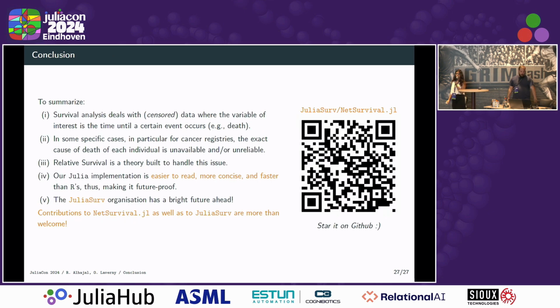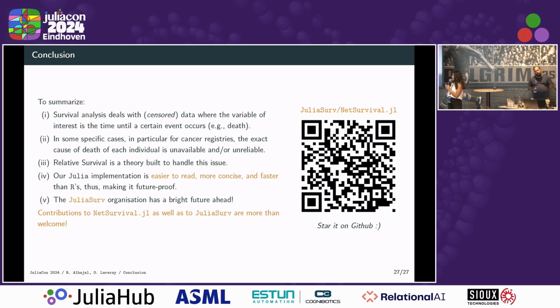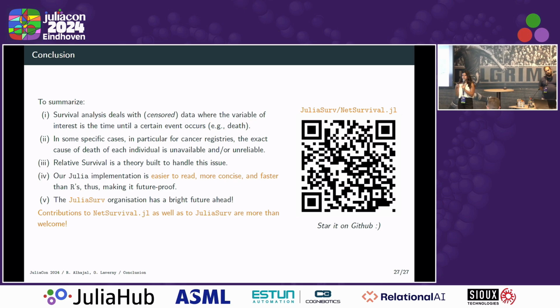So again, to summarize, survival analysis uses censored data, and the variable of interest is the time of survival. In specific cases, the cause of death is unavailable or unreliable, which is why the relative survival field was born, to be able to handle such scenarios. Our Julia implementation is much faster, more concise, and easier to read than the R one, making it future-proof. The JuliaSurv organization has hopefully a very bright future ahead, and any and all contributions are more than welcome.